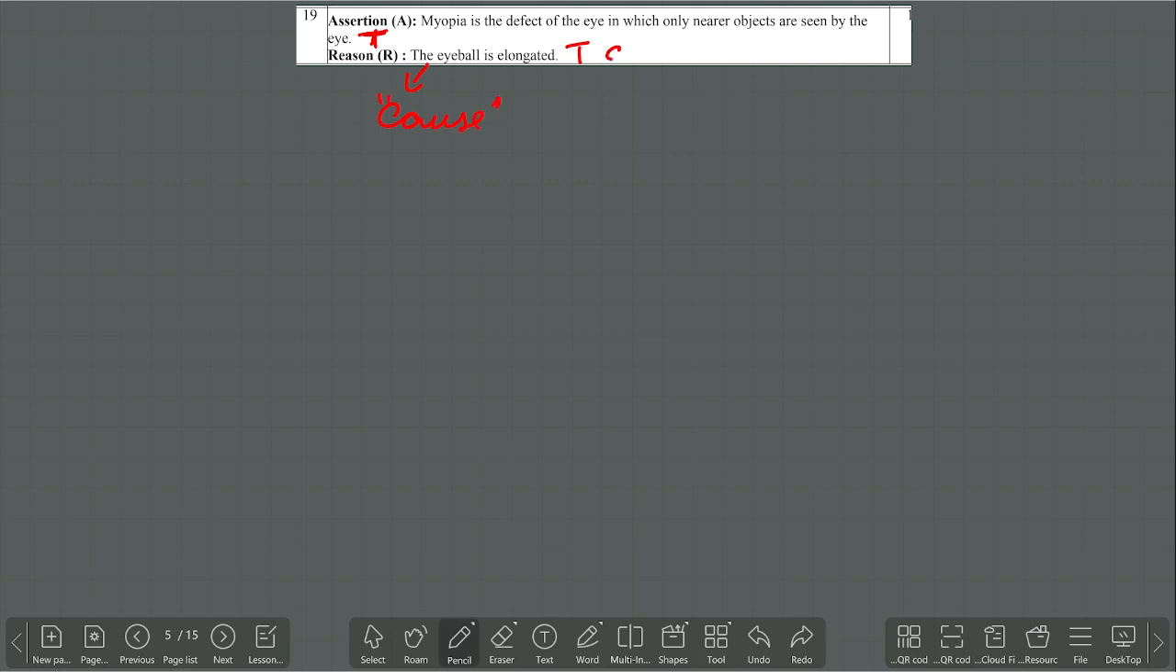Generally there are two causes. One is the elongation of the eyeball and the other is the excessive curvature of the eye lens. Since the eyeball becomes elongated, and due to the excessive curvature of our eye lens, light rays coming from infinity will fall in front of the retina. That is the reason they cannot see the faraway object. Clear?